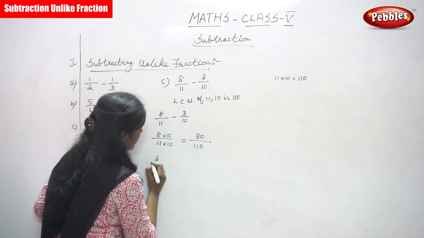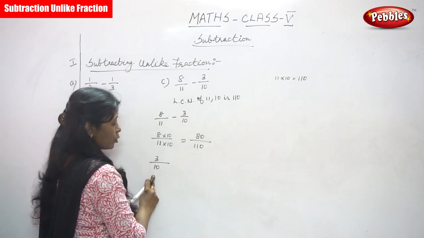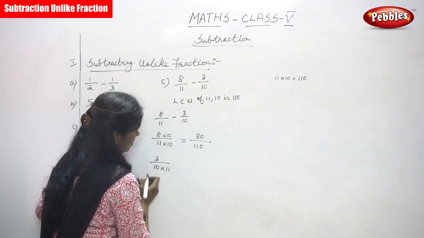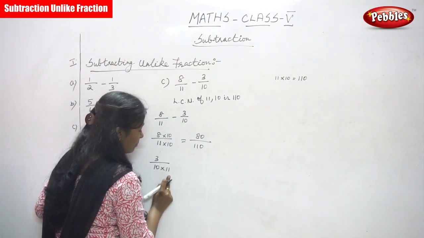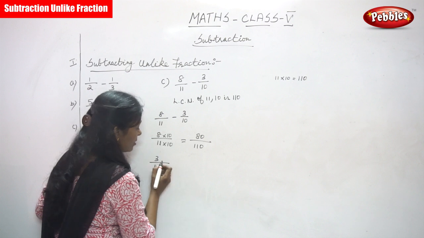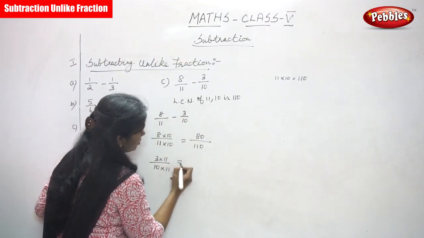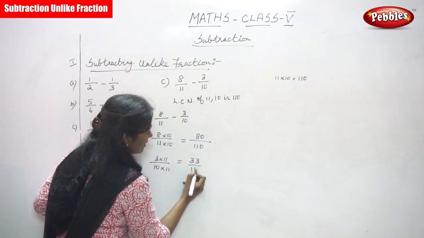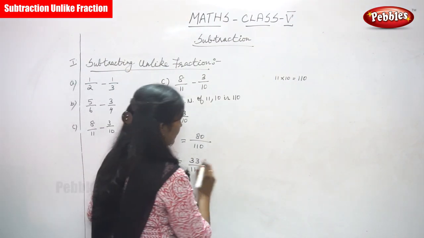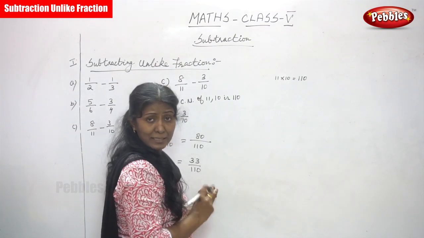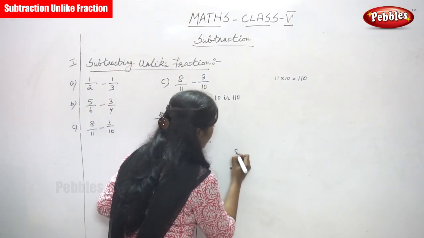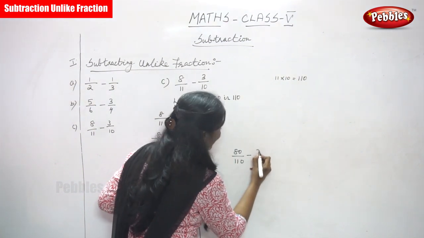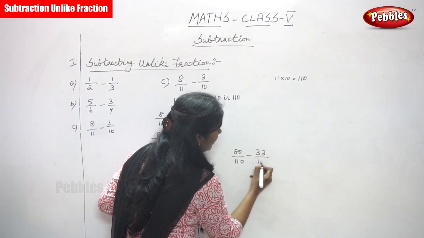The next is 3 by 10. So here I have to multiply by 11. Then only you get the LCM 110. So if the denominator is multiplied by 11, I have to multiply the numerator also by the same number. That is 3 into 11, 33, 10 into 11, 110. So here the denominators are the same or not? The denominators are the same. So now you have to subtract 80 minus 33, divided by 110.